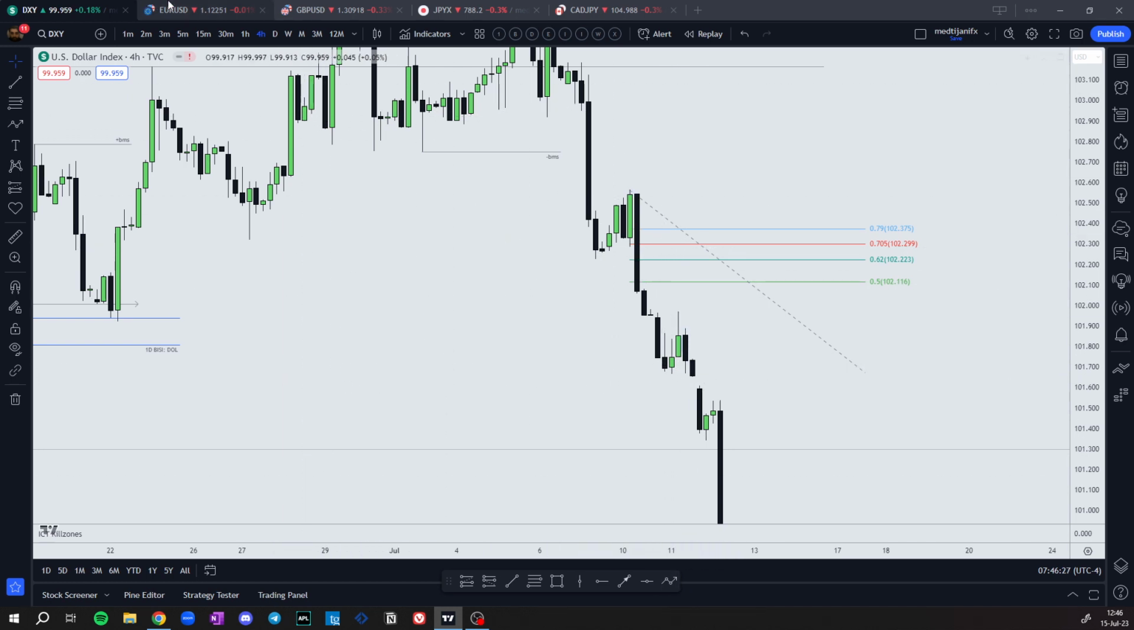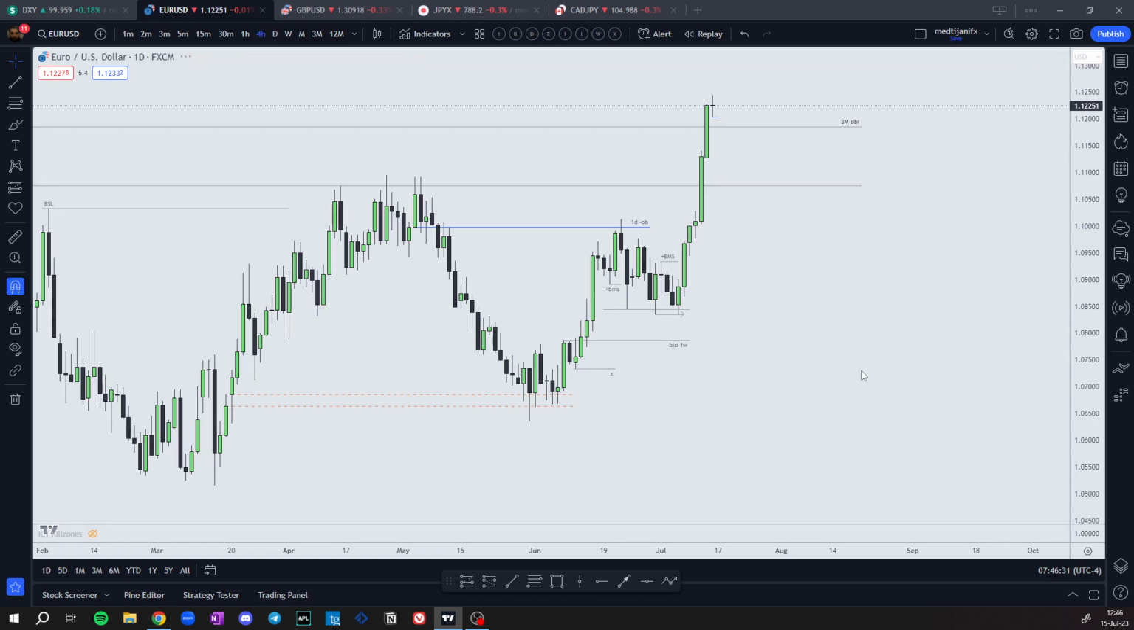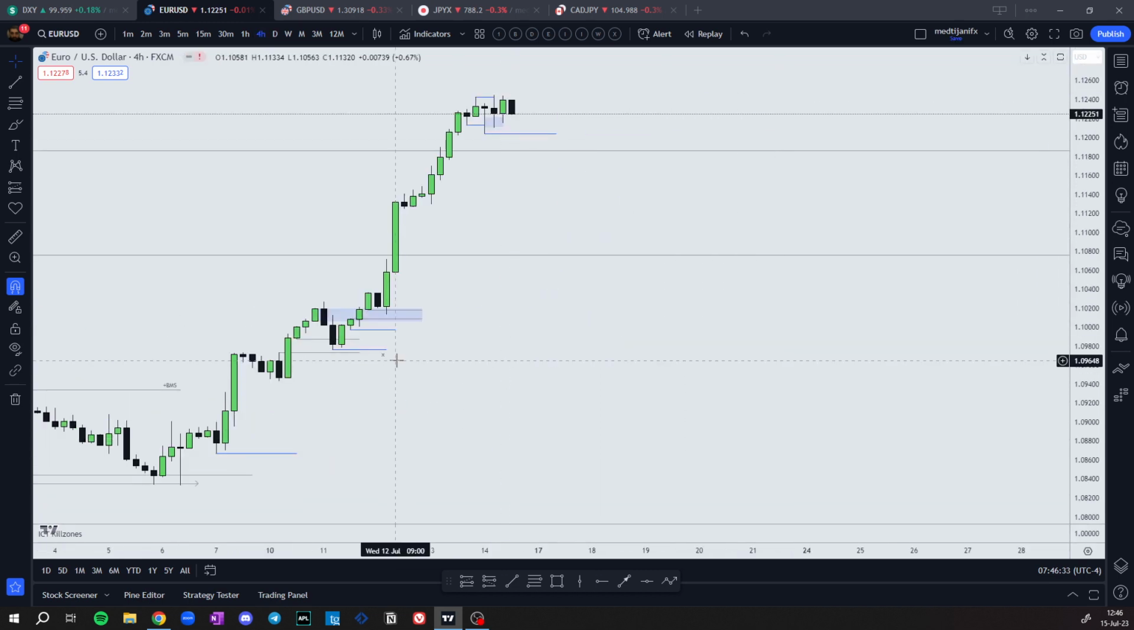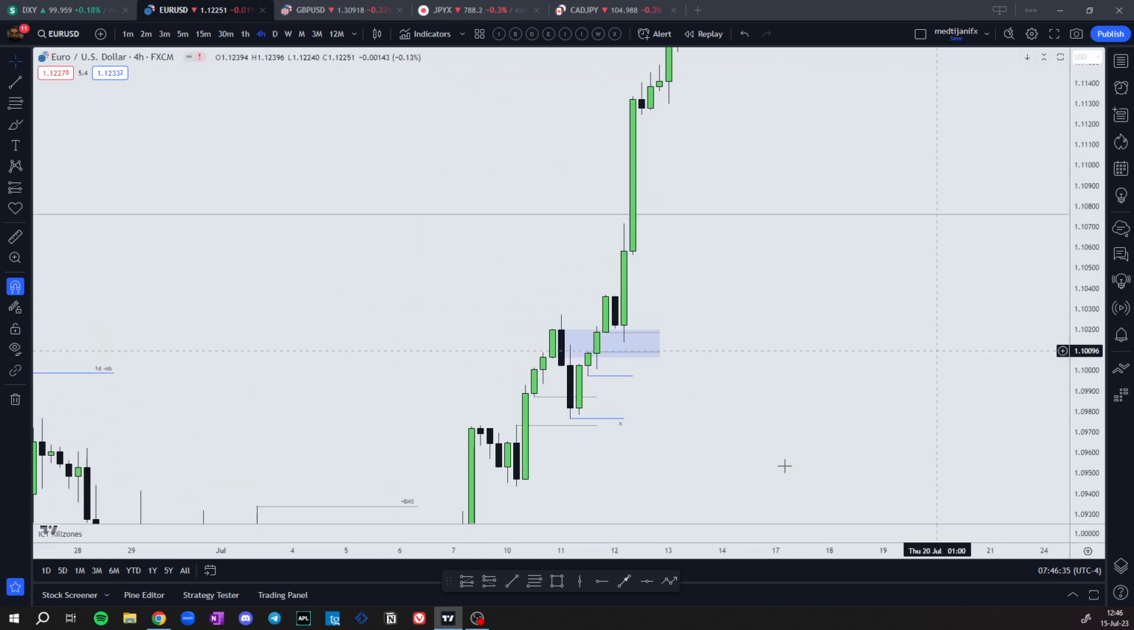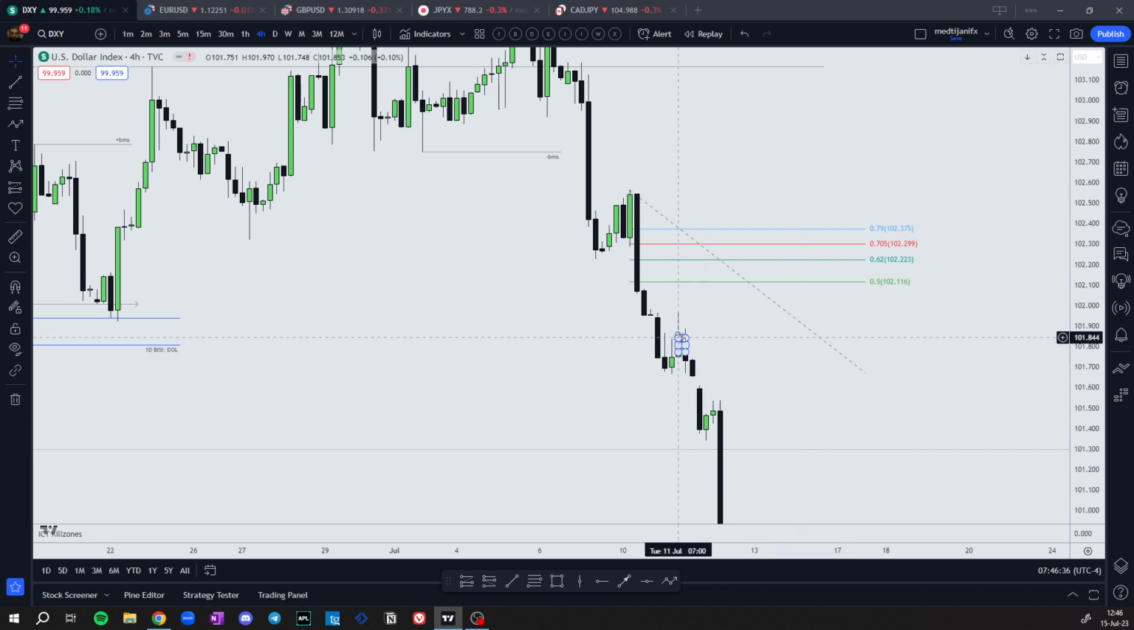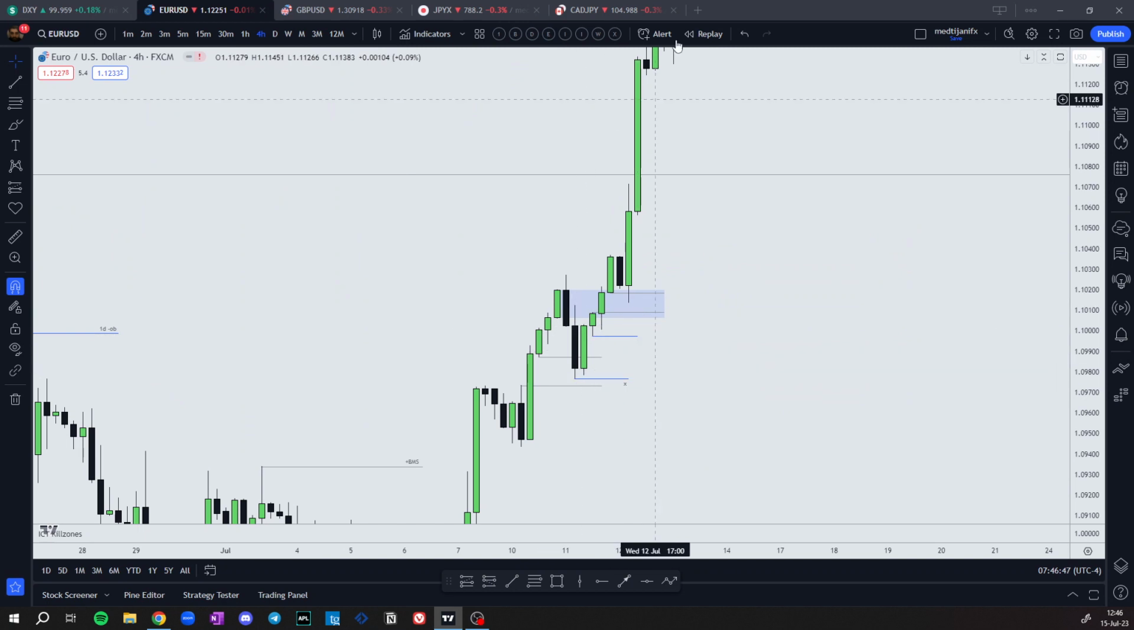So when EU was retracing to its fair value gap right here, the dollar was consolidating. It shows weakness. It doesn't show any strength to go to this fair value gap. It is a confirmation that price could just go higher.